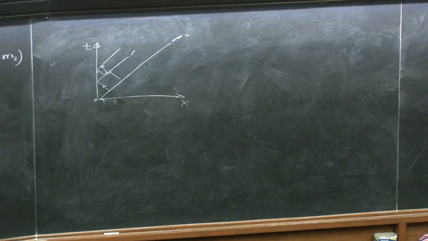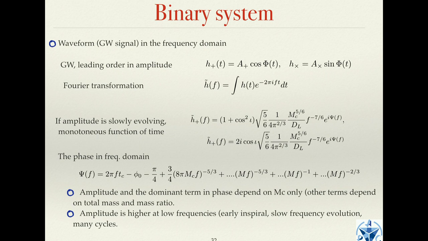I also want to give you the expression of the gravitational wave signal in the frequency domain, because very often we use the frequency domain. Plus and cross polarizations can be written in symbolic form like cosine and sine of the phase. There's the Fourier transformation. You plug it in, and you use the fact that the amplitude is slowly evolving and is a monotonous function of time, so you can use the stationary phase approximation. This is what is quite often used in quantum mechanics, and you can use it here as well. You look at the stationary point, decompose your phase around it, and the key point is that you find this expression for the gravitational wave signal in the frequency domain. This is the phase. Again, it has a similar expansion in post-Newtonian orders. That's the leading order.